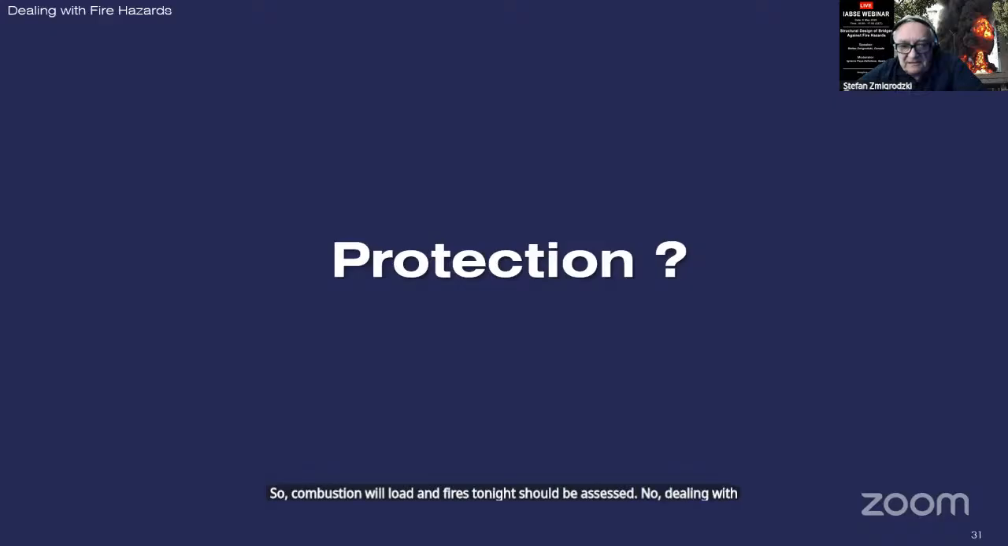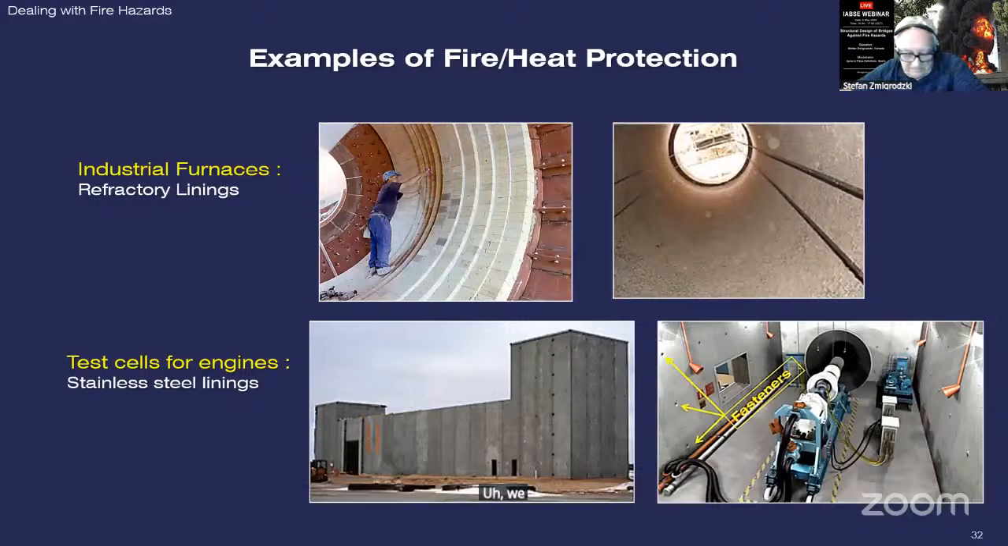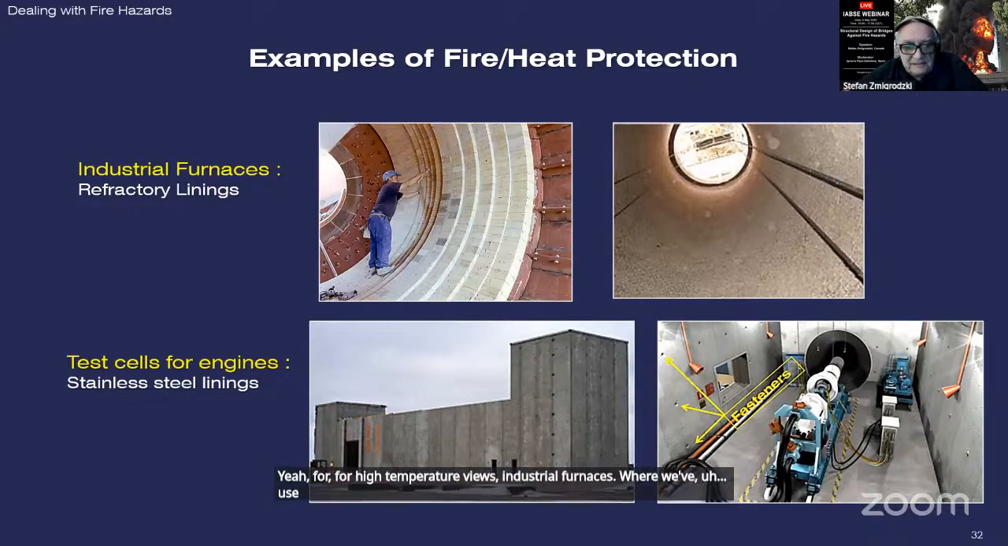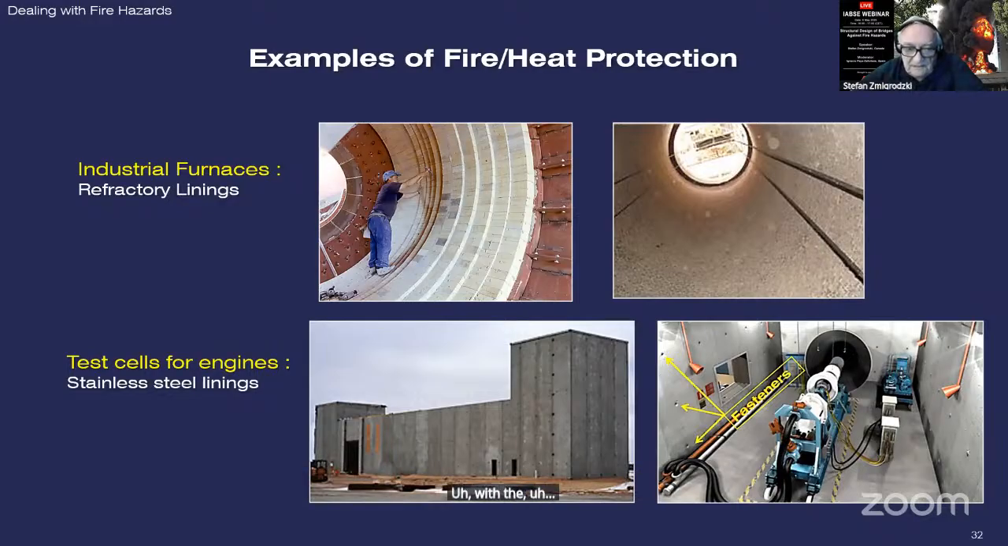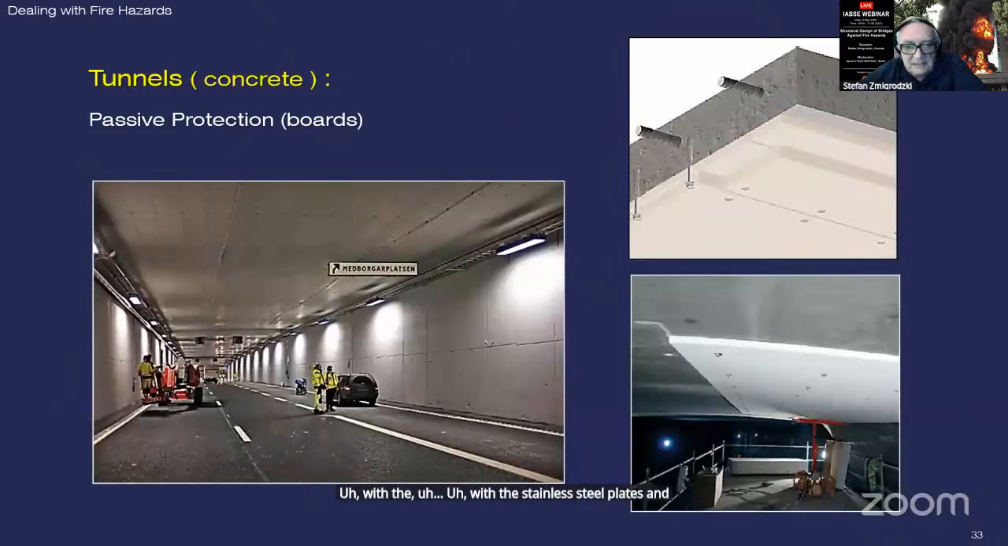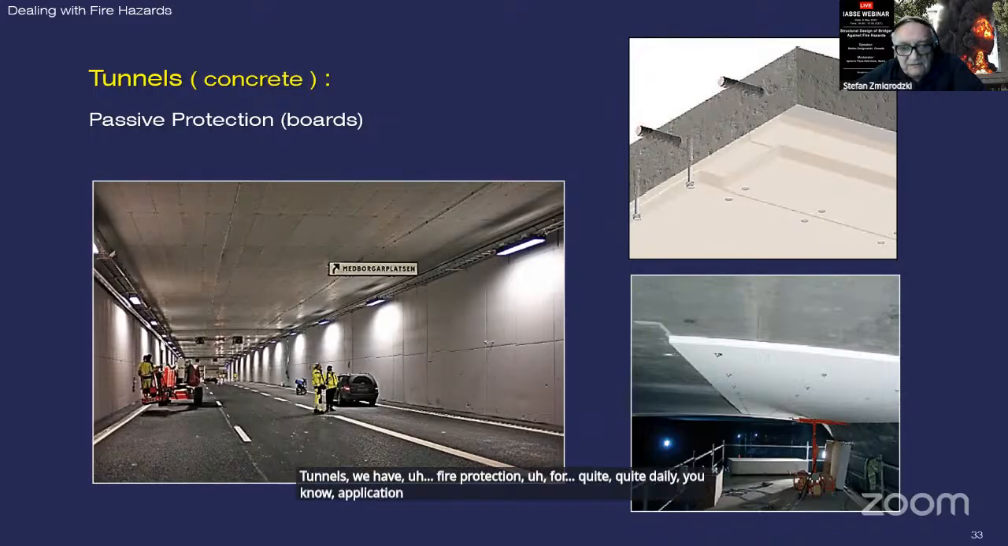Now, dealing with fire hazard. Let's start with the first thing we can perhaps have in mind, which is protection. We know of examples of protection for high temperature: industrial furnaces use refractory linings, test cells for engines use stainless steel plates and bolting. In tunnels, we have fire protection for quite daily application all over the world, after the series of fires at the end of the century.